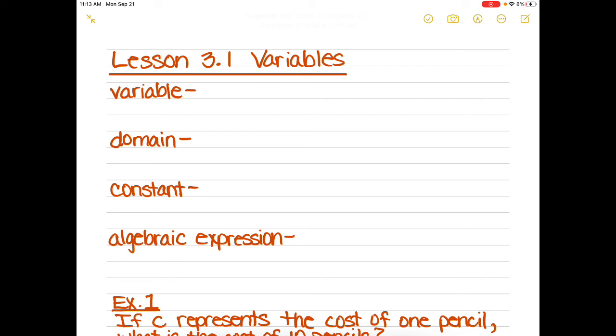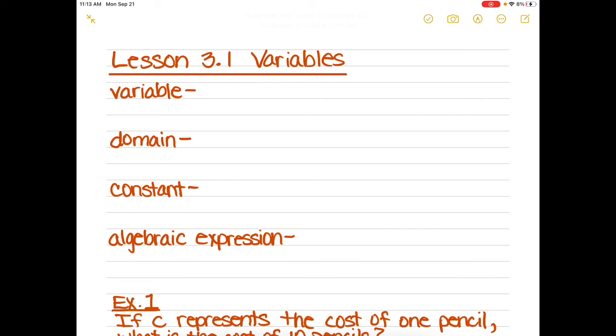Okay, so we're going to start today with lesson 3.1. This is on variables, and we have quite a few definitions to go through before we start the actual examples. So let's start with what a variable is.